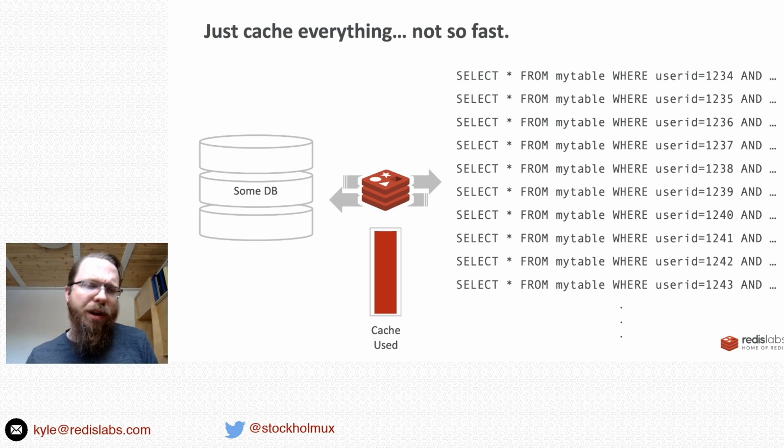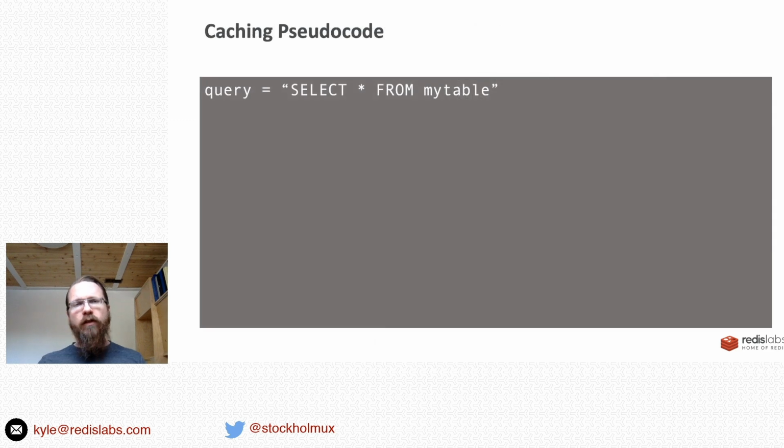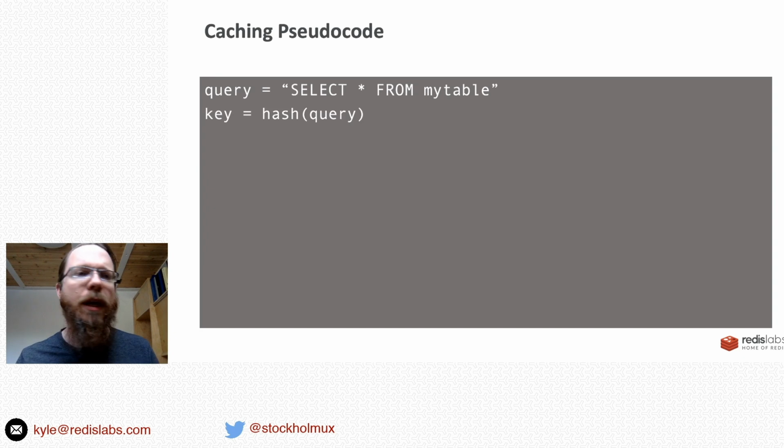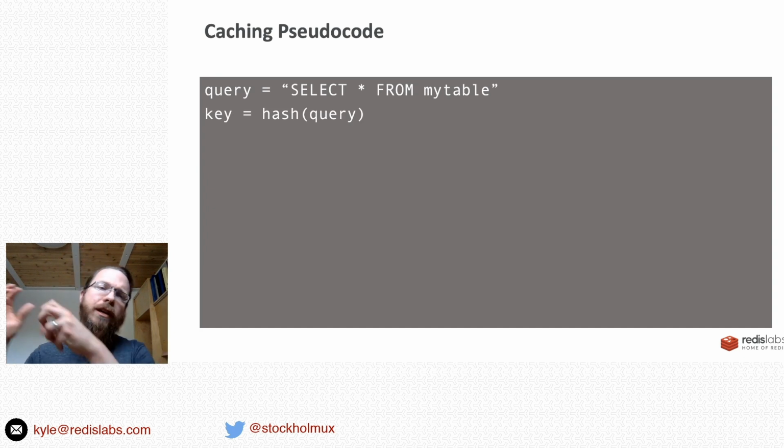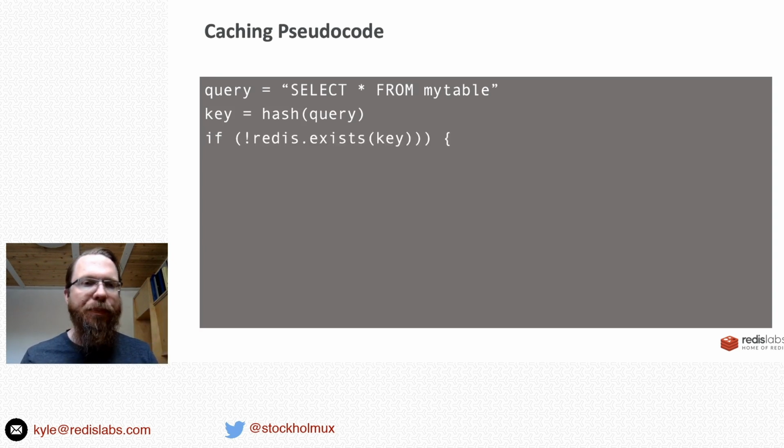Now let's talk about what it looks like when you do caching, right? This is a pretty typical pseudocode example. You have your query, a very simple query. You'll take that query text and you'll hash it, right? This is going to become an identifier or a key for that query. Now, you'll take the key and say, does this exist in Redis?